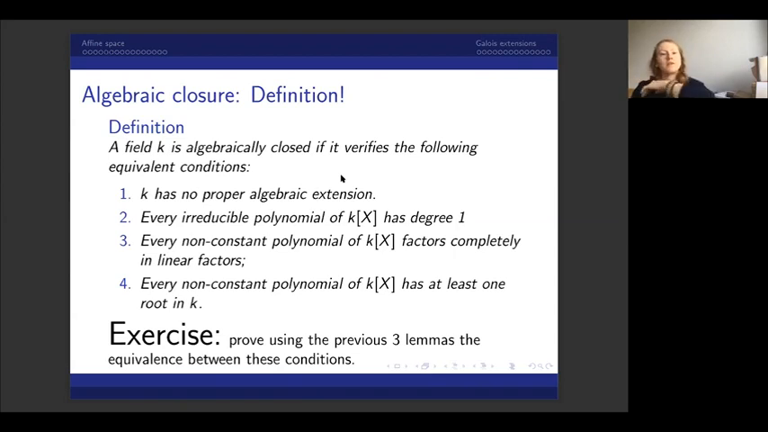Second, every irreducible polynomial of K[x] has degree 1. Three, every non-constant polynomial of K[x] factors completely into linear factors. And last, fourth, every non-constant polynomial of K[x] has at least one root in K. So this gives you maybe an idea of what it means to be algebraically closed. And an exercise for you: prove, using the previous three lemmas, the equivalence between these conditions. Using all the three lemmas we have been discussing, you can show that there is an equivalence between these four points.